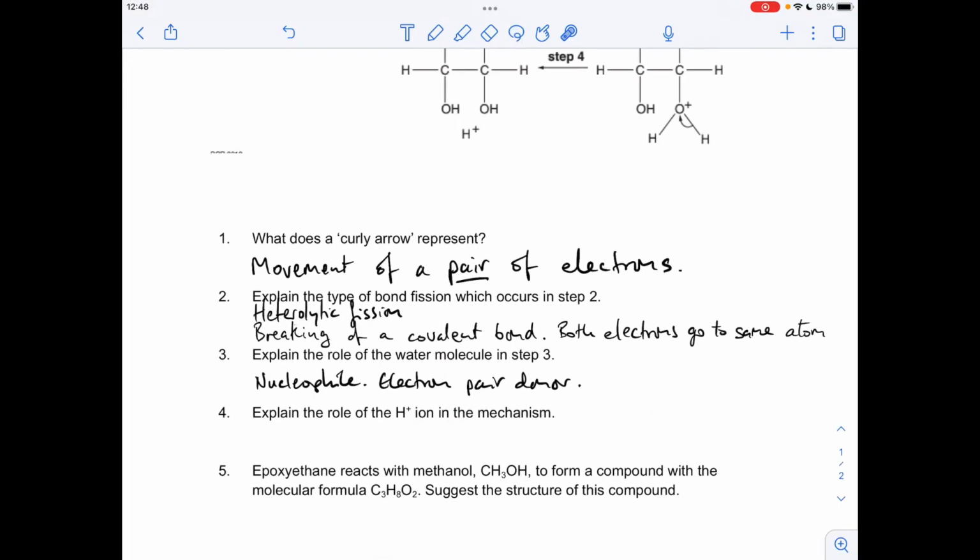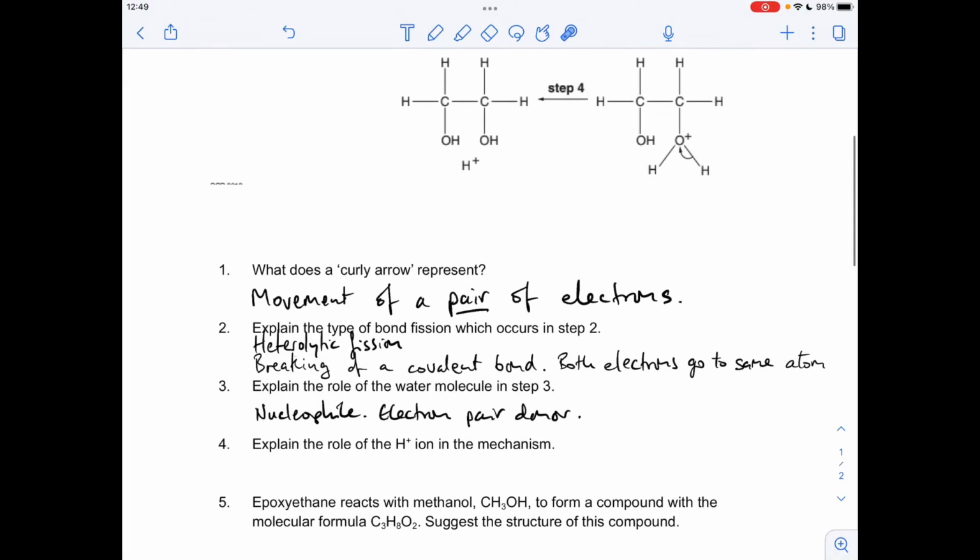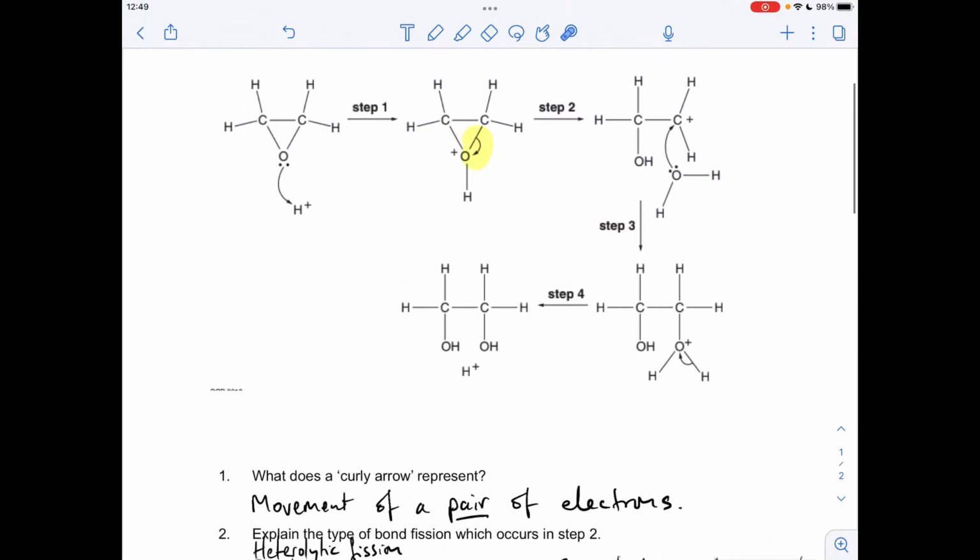Question 4, explain the role of the H+ ion in the mechanism. So let's have a look at what it's doing. So the H+ ion is reacting in step 1, but it's being reformed in step 4. So it's acting as a catalyst.